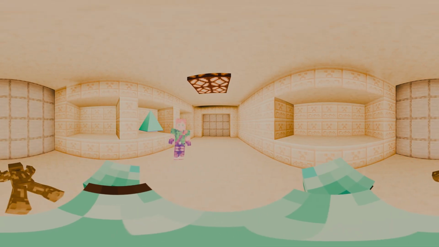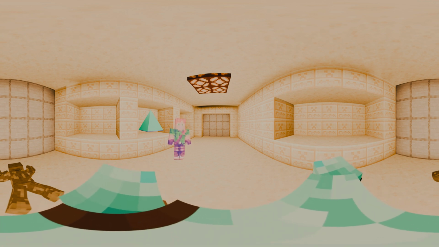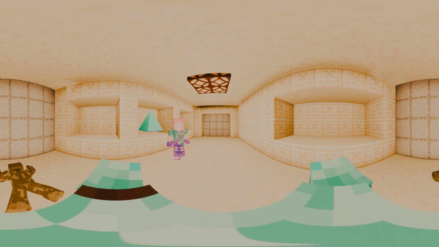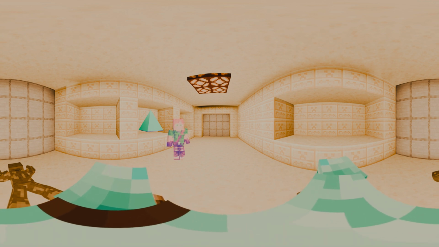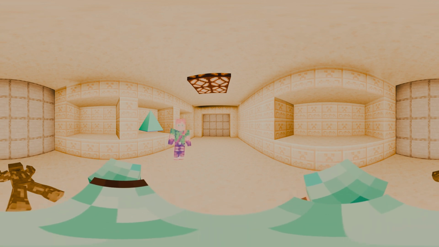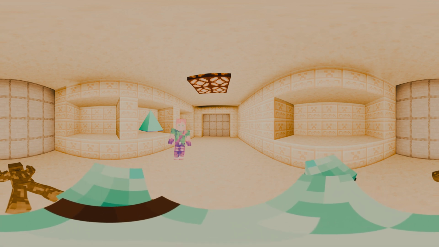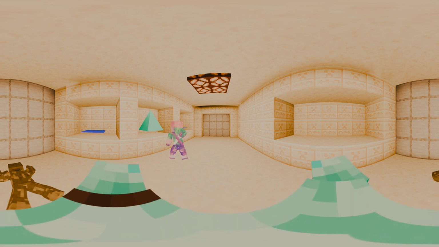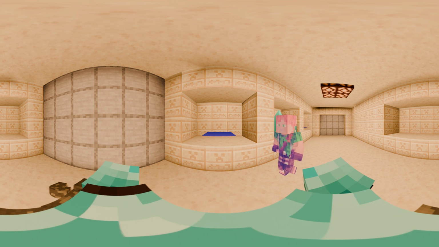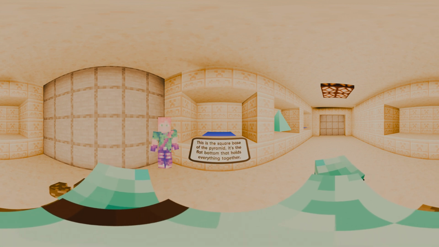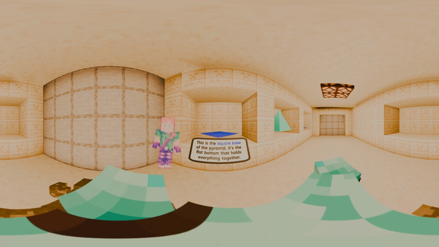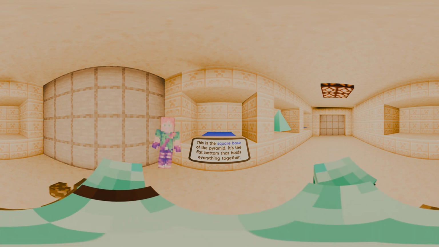Look over here, a square pyramid. First, let me take apart the square pyramid so you can see it clearly and understand parts such as the square base, the 4 triangle-shaped sides, the top point called the vertex, and the height of the pyramid. Take a look. This is the square base of the pyramid. It's the flat bottom that holds everything together.